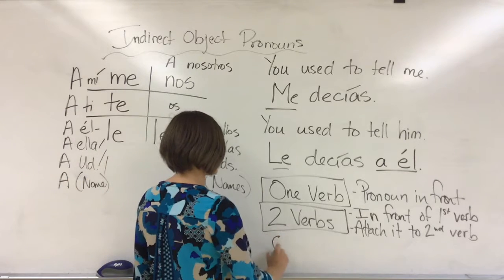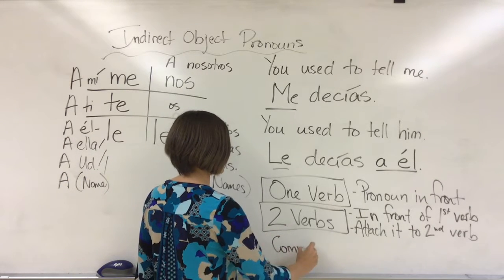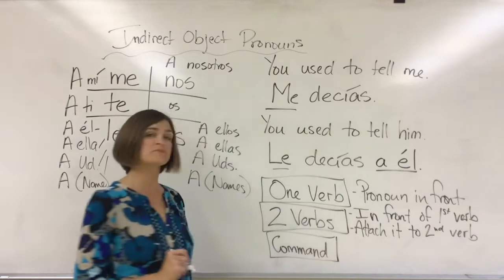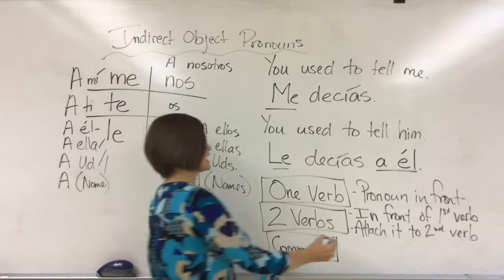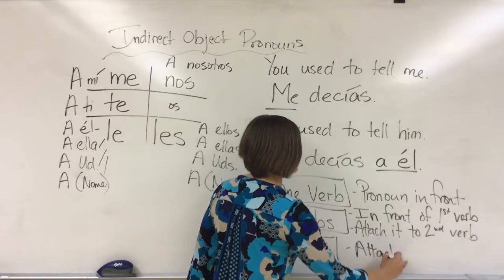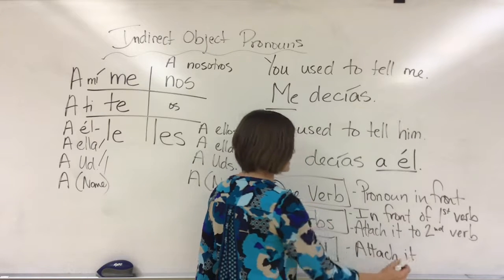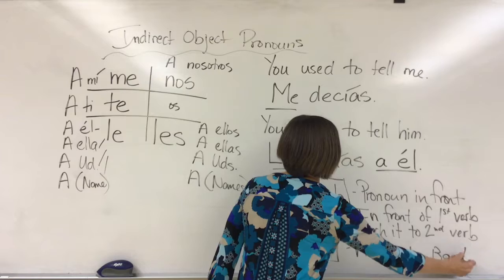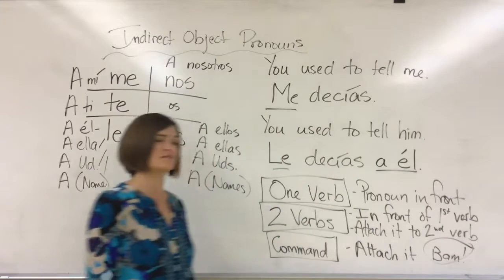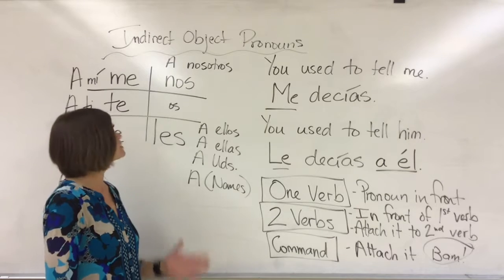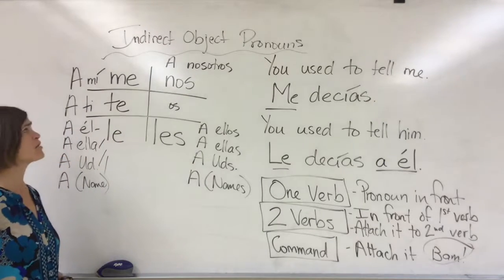And if we're going to use an affirmative command like we learned in the last chapter, then I have no choice but to attach it. And we're going to add that accent on the third to last syllable when we attach it. So that's how we're going to use indirect object pronouns in this chapter.